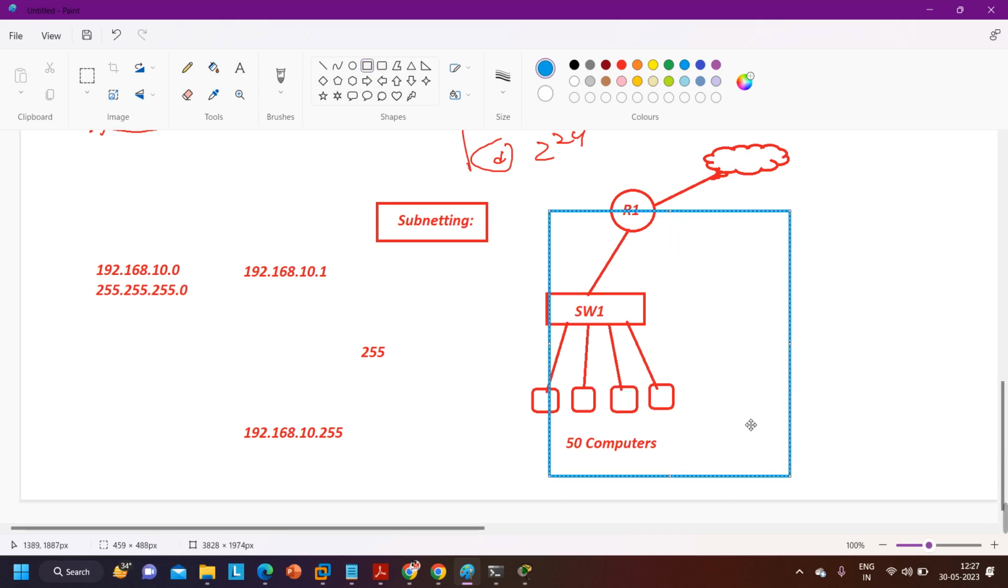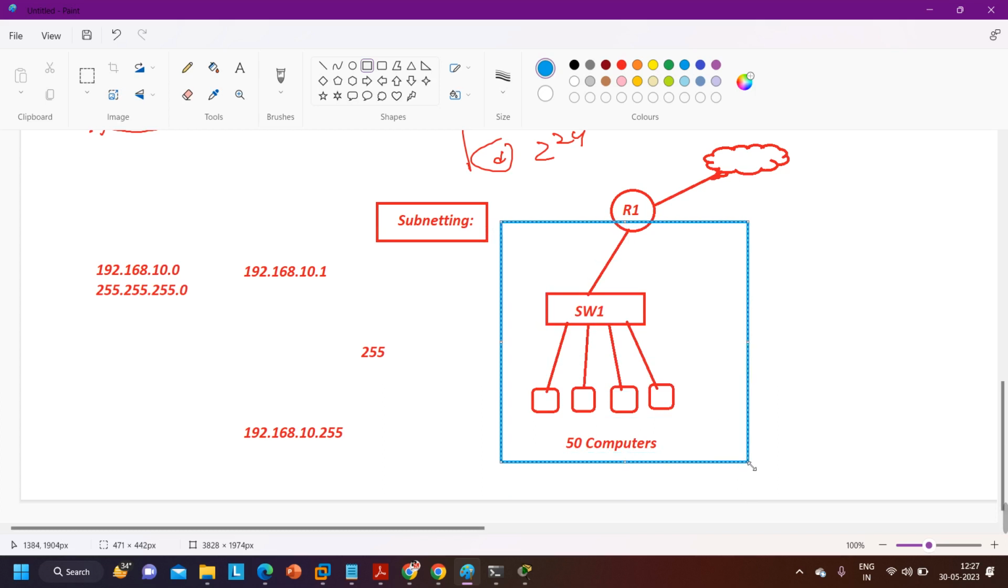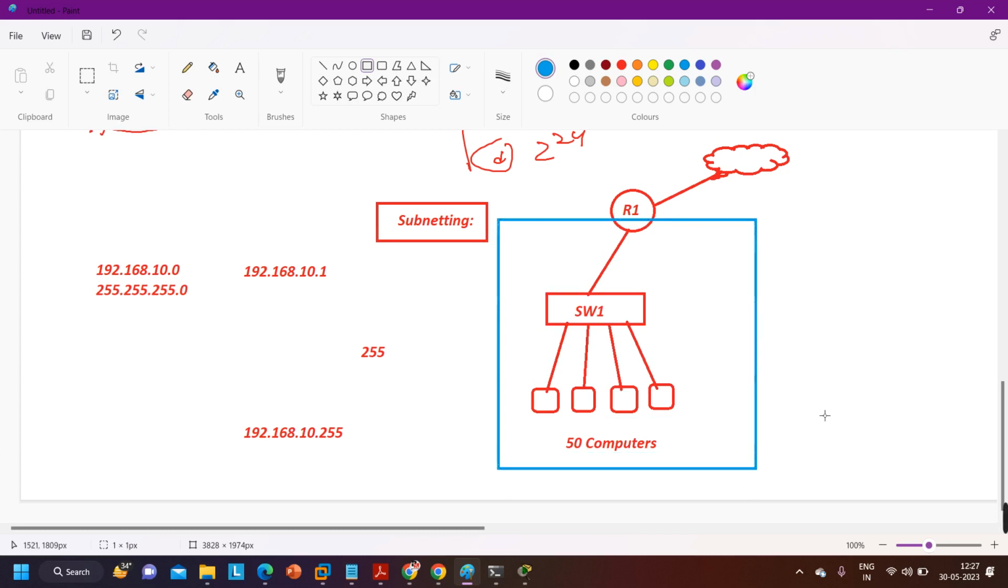51. So how can they get 51 IP addresses? Which class will they use IP addresses from? Class C? I think class A. No, class A would be a very large block of IP addresses. So class C.